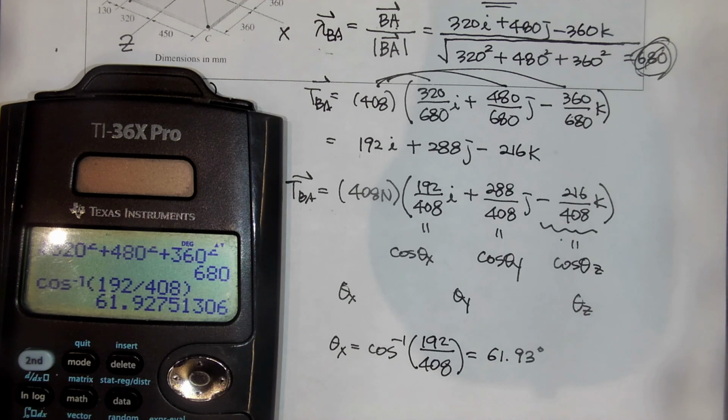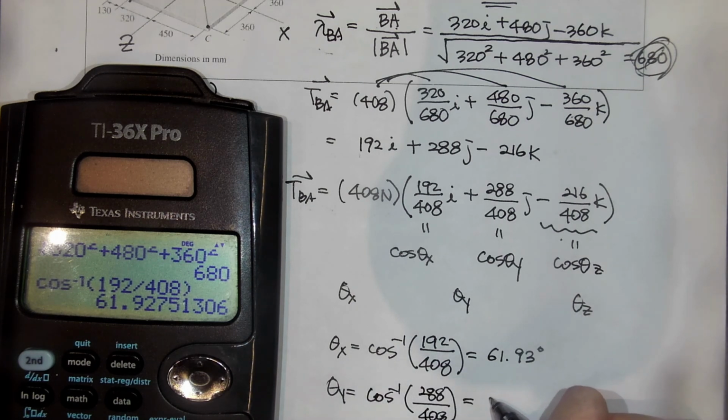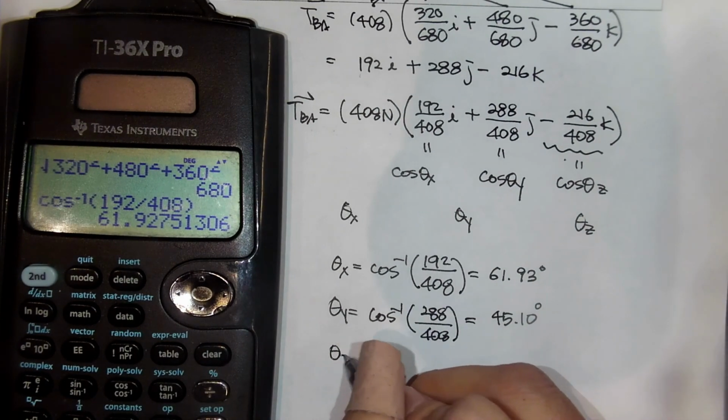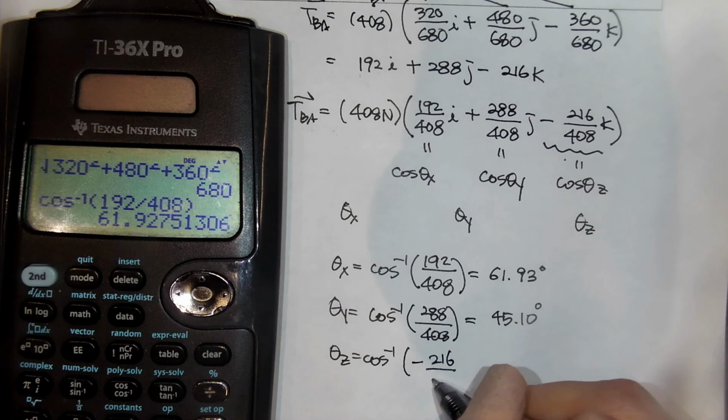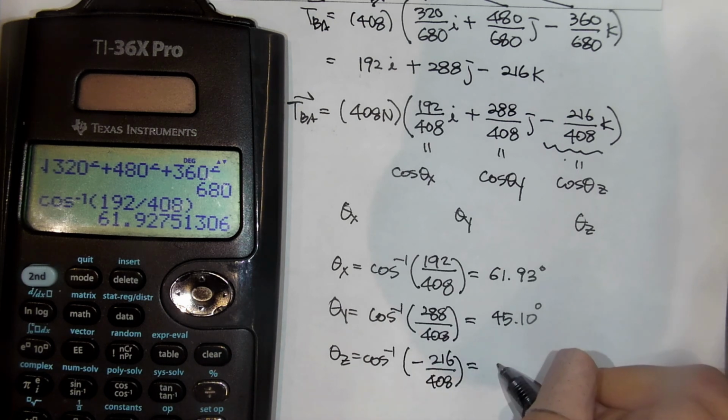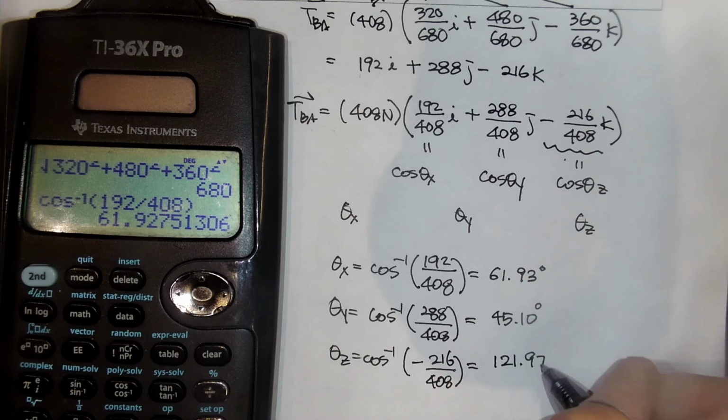So this is theta x. So theta x is inverse cosine 192 over 408. Then if I use my calculator, that's 61.93, right? So similarly, you can do inverse cosine 288 over 408. You can find 45.10. And then theta z, inverse cosine minus 216 over 408, then that is 121.97 degrees.